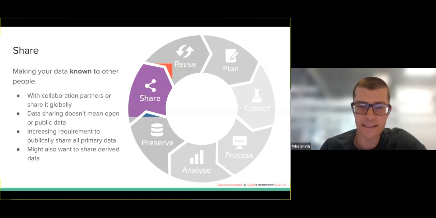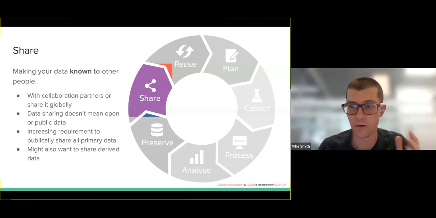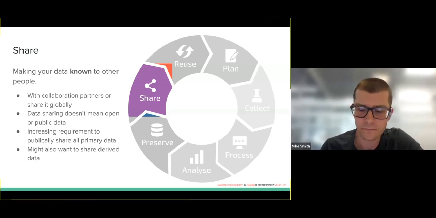And then, as I said, there's an increasing requirement for sharing this primary data. And you might also want to consider sharing the derived data, so things that come out of either the processing or the analysis steps as well. And there are often places for doing this, either institutionally or public databases funded by large bodies, such as the EBI's repositories.